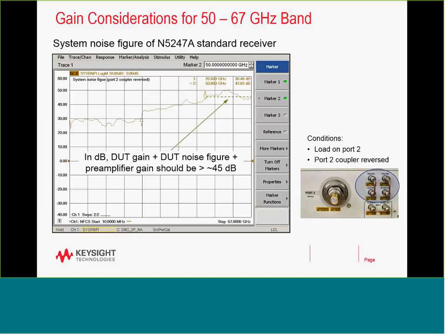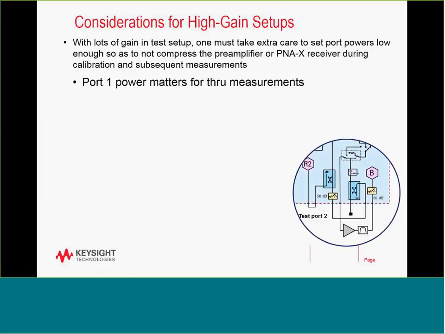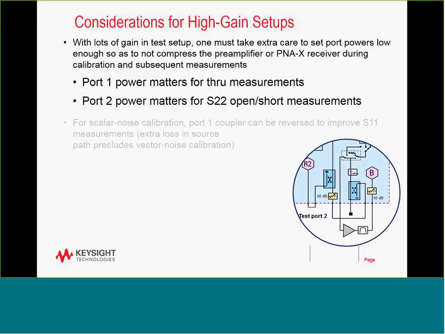Here, if the gain of your device does not meet greater than 45 dB, dependent on the frequency of the analyzer, by flipping those links we can actually give us a little bit more margin. We also have to consider, for high gain setups, the total power going into the receivers. We certainly don't want to compress or damage the B receivers.